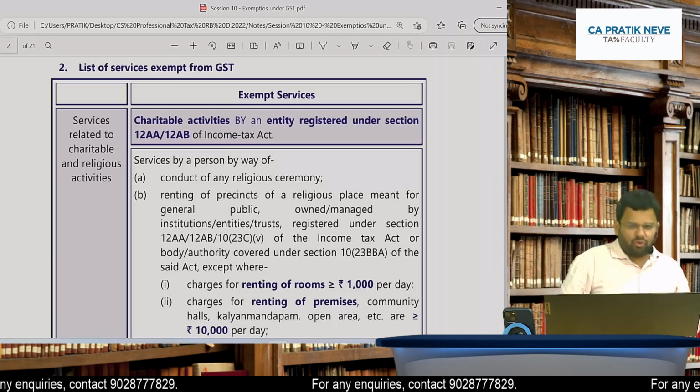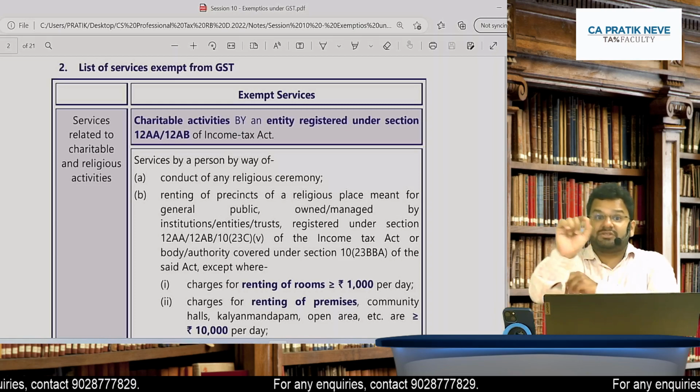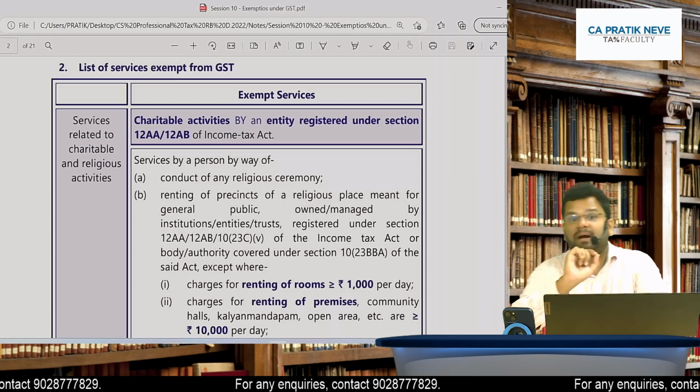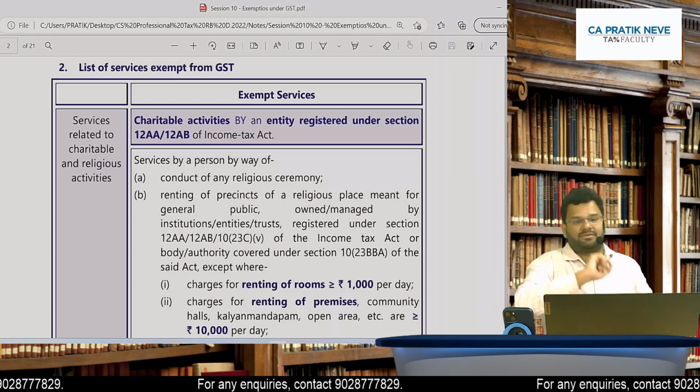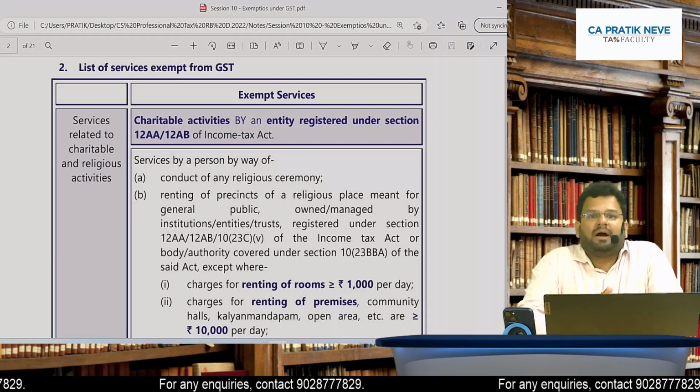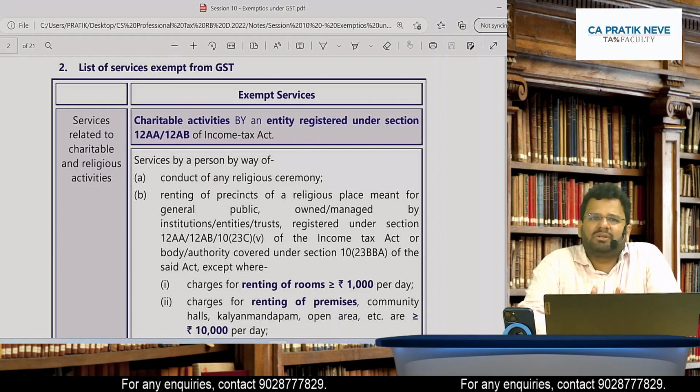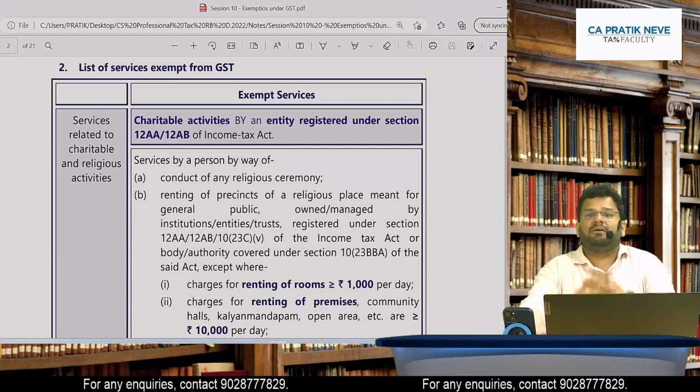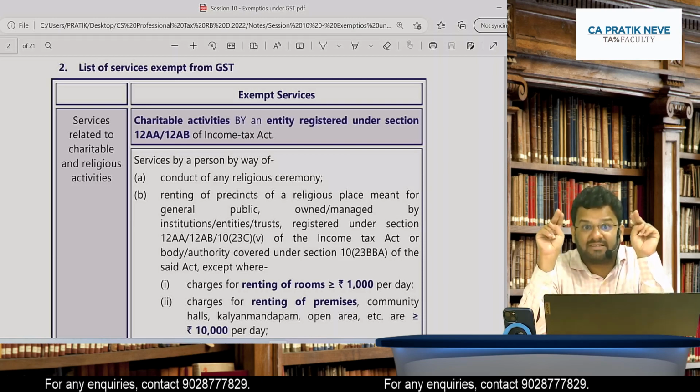So, services which are given by charitable trusts, and keep in mind, these services should be of charitable activities.